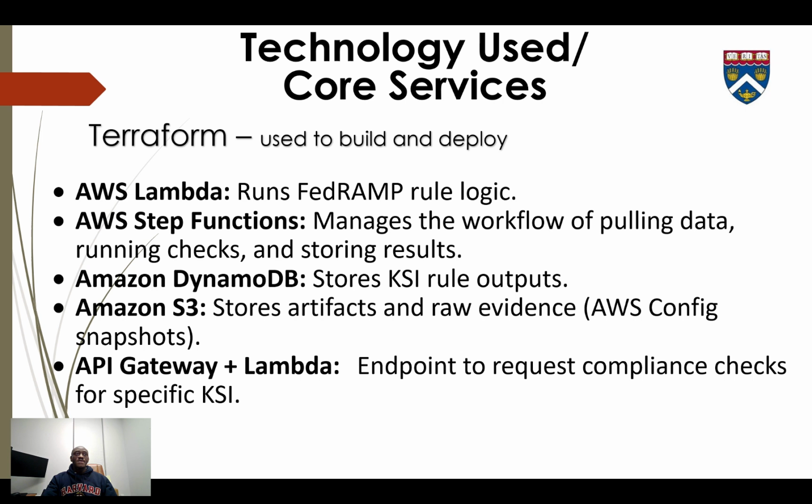So the technology leveraged here includes Terraform that was used to build and deploy the services. And then we also have AWS Lambda, Step Functions, DynamoDB, Amazon S3, and API Gateway. This demo makes use of all this serverless orchestration to show how we can validate the KSI-CNA-05 logic as a use case for validating DoS, or denial of service, out of the 20 KSIs that FedRAMP has currently published. AWS Step Functions is going to manage the workflow by pulling data, running checks, and storing results.